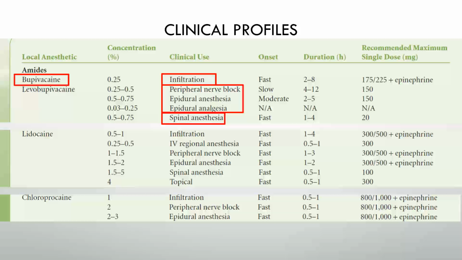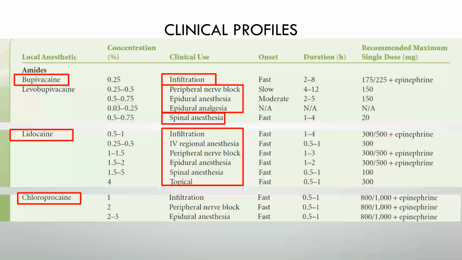The next agent is lidocaine, which can be used for local infiltration, peripheral blocks, epidural, or spinal, but also topically as well as IV regional anesthesia. It has a fast onset, but low to intermediate duration. Lastly, chloroprocaine is primarily used for urgent labor epidural anesthesia for cesarean delivery with an onset of 10 to 15 minutes, and spinal anesthesia for procedures lasting less than 45 minutes, or 30 minutes in my experience.